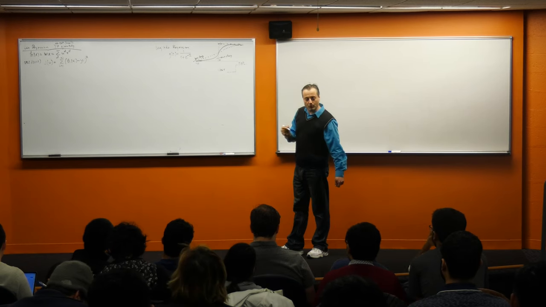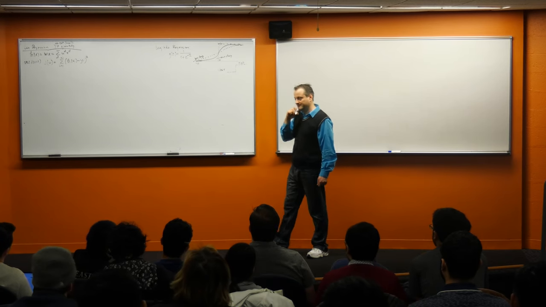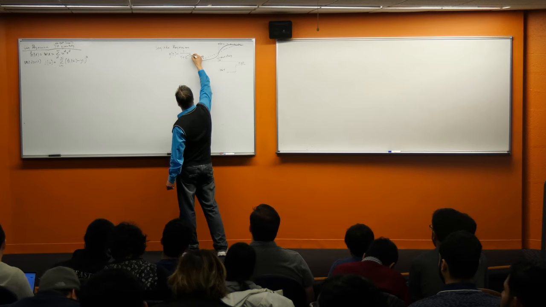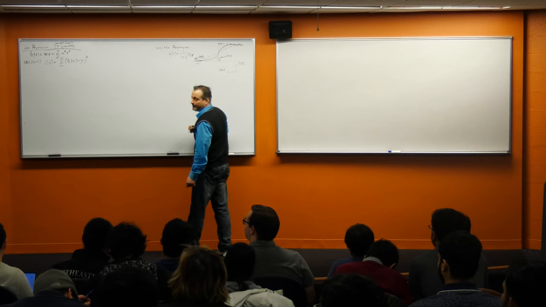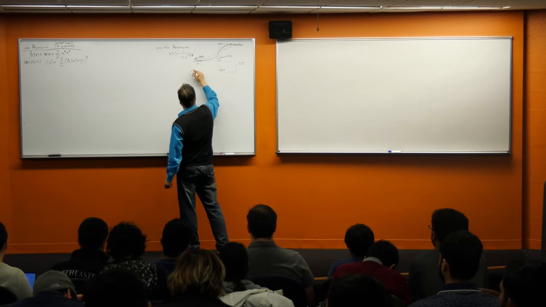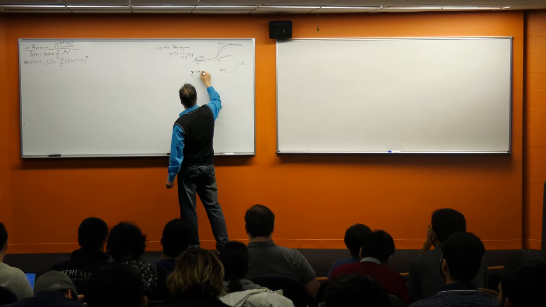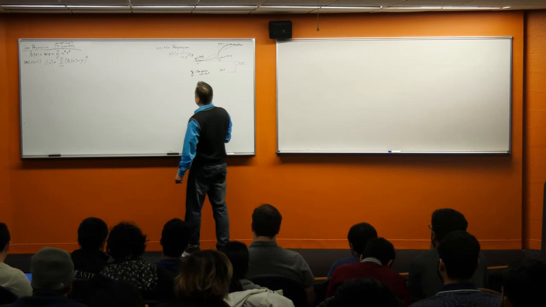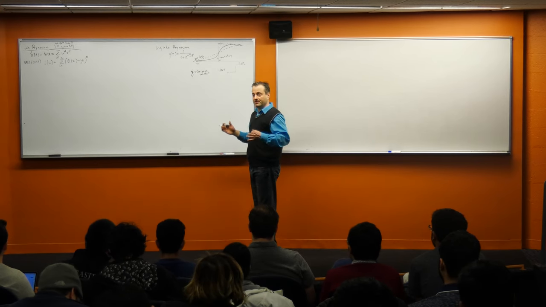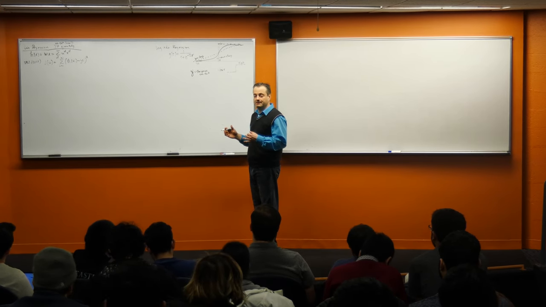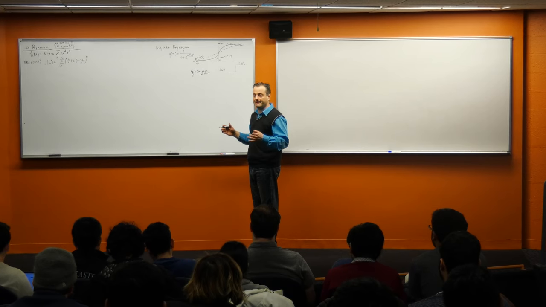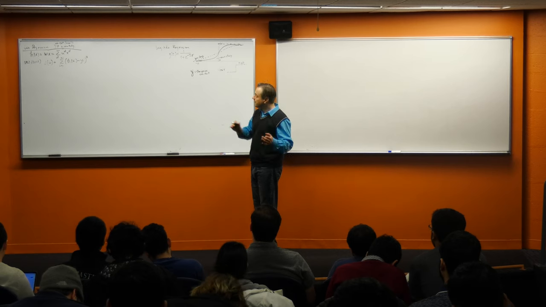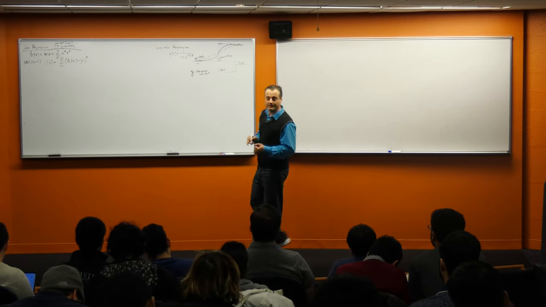How can I have a parameter to control the sharpness? Yes? Multiply the negative z by some constant. Right, suppose I multiply this by, say, some gamma. Gamma is the sharpness constant. What kind of gamma will produce very sharp functions? High gammas, right? The higher the gamma is, the more sharp this is going to be. And the low gammas will produce flat logistic functions.